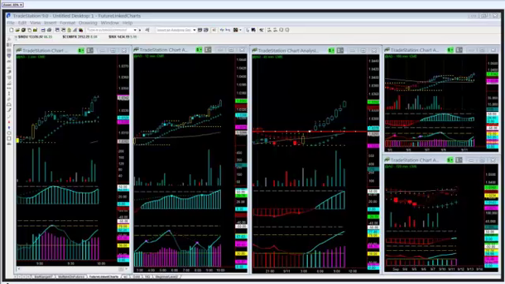Now, again, blue is for an uptrend, red is for a downtrend. And that's throughout the color scheme on the THD. Any other questions about the indicators so far?